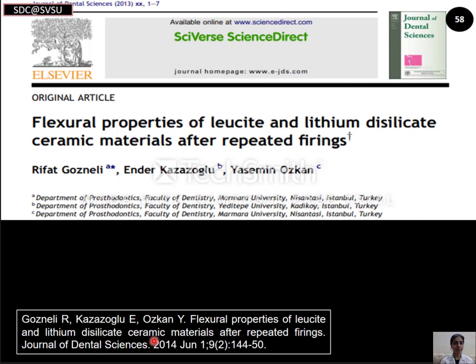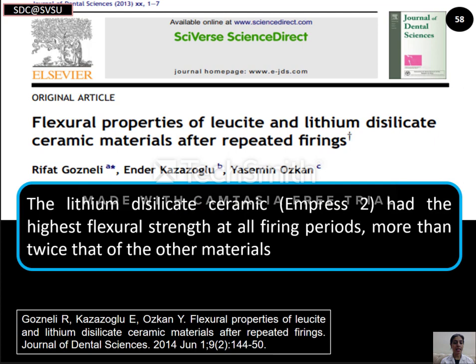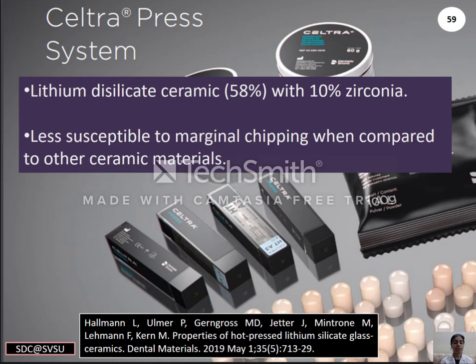In an article on flexural properties of leucite and lithium disilicate ceramics after repeated firings, it was concluded that the lithium disilicate ceramics had the highest flexural strength at all the firing periods, more than twice that of the other materials that were used. Celtra Press system.